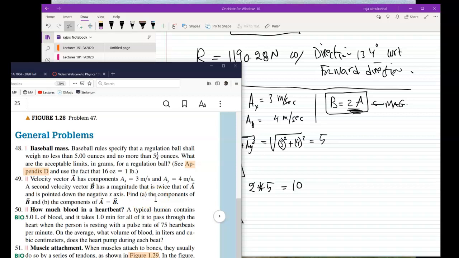But there is something else he mentioned. He says B has twice the magnitude of A, and look at this, and it is pointed down the negative x-axis. Now this is very important information. If he doesn't mention that, I have no idea how to find the component of B. Okay, but this is the lifesaver right there. What does that mean? Let me draw a picture.